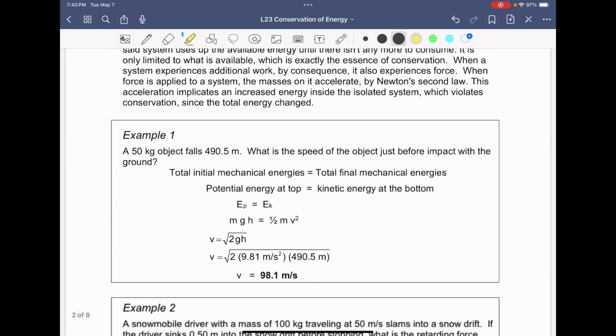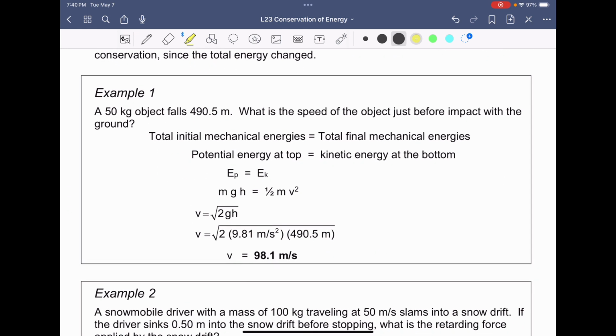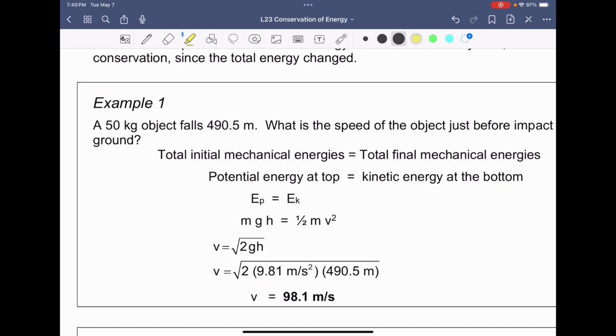Now, in our first example, let's take a close look at what this means using our four-step method and the idea of conservation of energy in an isolated system. A 50 kilogram object falls 490.5 meters. What is the speed of the object just before impact with the ground? Here's what we want to look at. First and foremost, when they say we have an object that falls this amount, what we're going to assume is that if it's just falling and it's in free fall, this initial energy is actually equal to the potential energy.